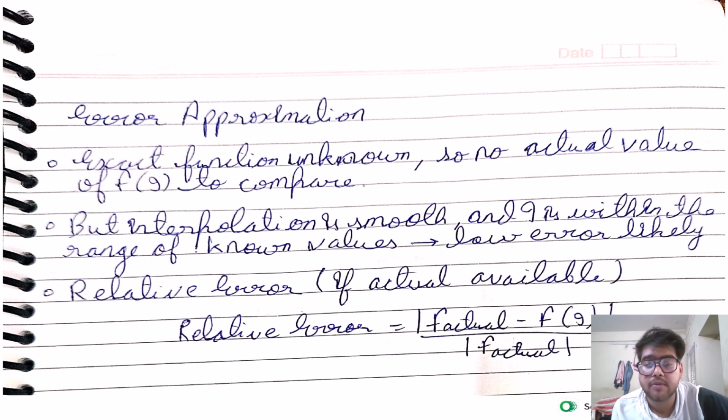So the error approximation: the exact function is unknown, so there is no actual value of f of 9 to compare, but the interpolation is smooth and 9 is within the range of known values, so low error is likely. Relative error: if the actual value is available, relative error is equal to (f actual minus f of 9) upon f actual.